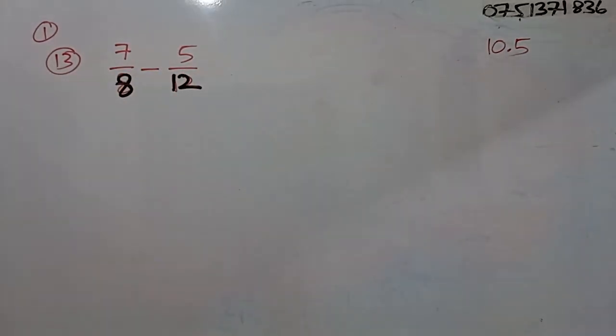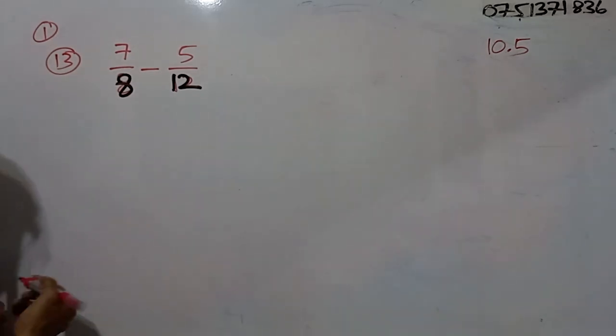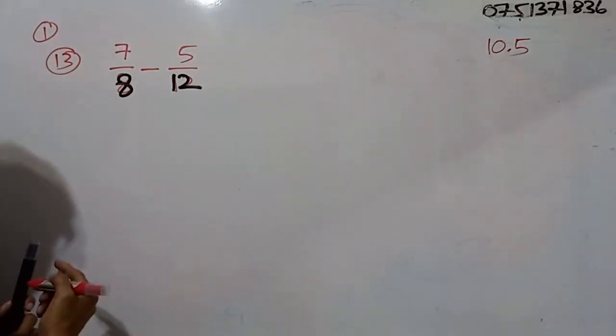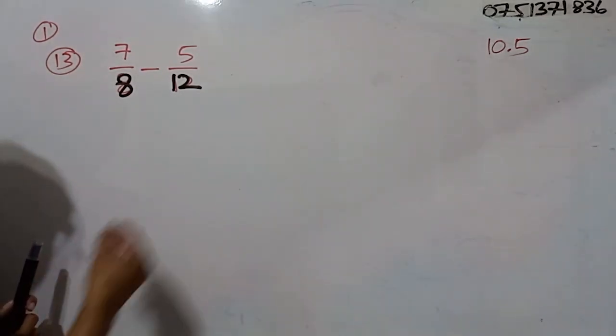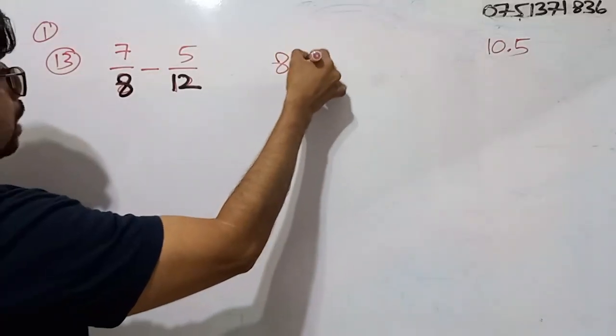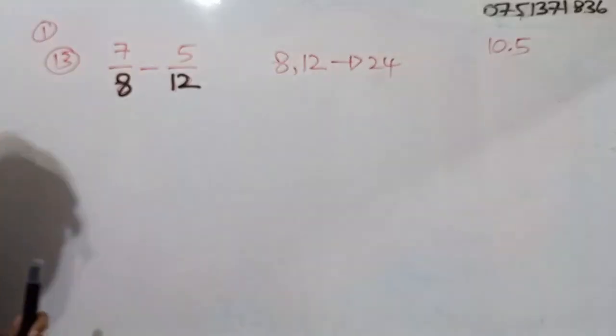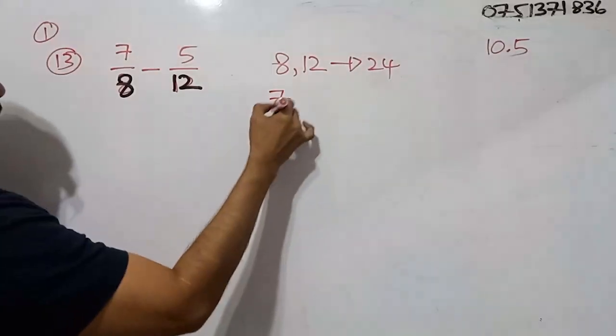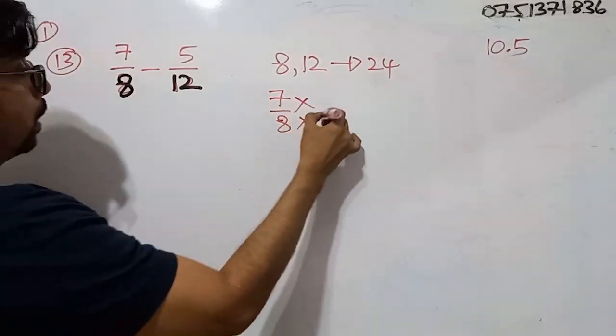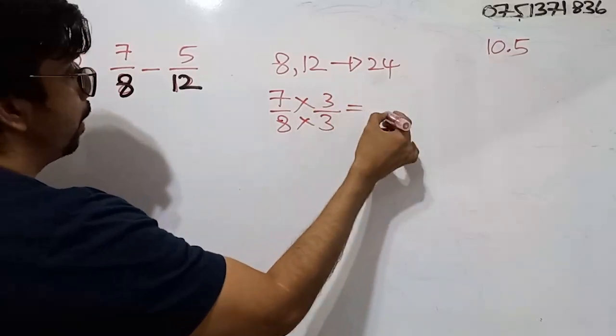So here also the denominators are different. Right? We have 8 and a 12 as the two denominators. So of these two, what will be the common denominator? That means we have to consider the LCM of 8 and 12. So it will be 24. So 7 by 8, I'll have to multiply both numerator and the denominator by 3.